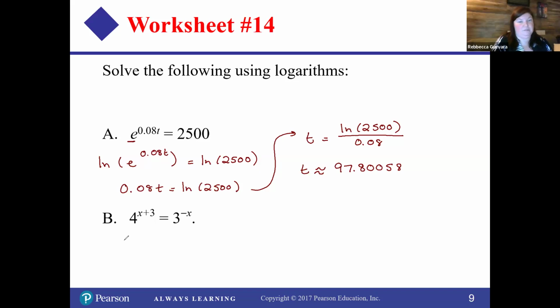Either one's going to work. I'm going to do log base 4. Log base 4 of 4^(x+3) is equal to log base 4 of 3^(-x). So over here on this side, because it's a base 4, I'm just left with the x plus 3. Here, as a reminder, because I have an exponent, I can pull that exponent out front. So log base 4 of 3 to the negative x is really just negative x log base 4 of 3.